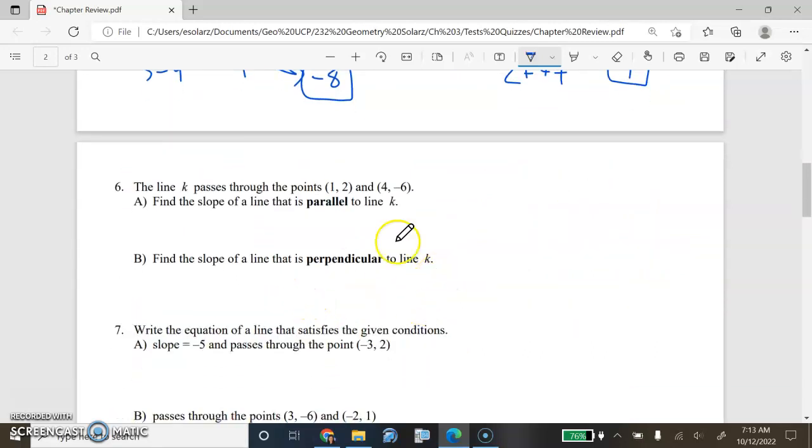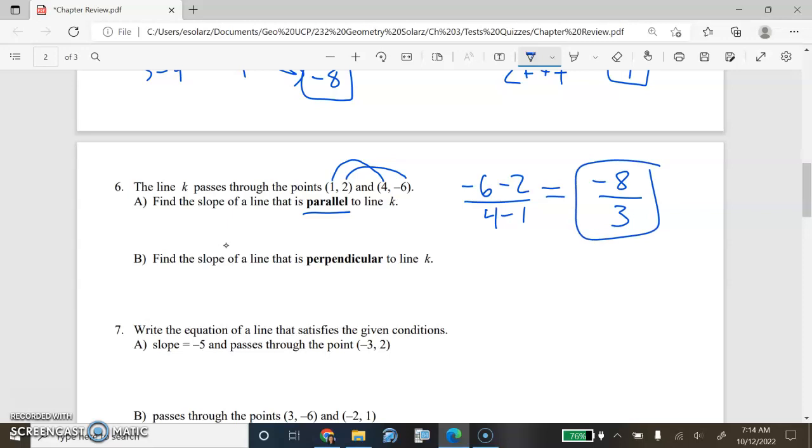All right, line K passes through the following points. Find the slope of a line that is parallel to line K. So parallel means they're going to have the exact same slope. So all we're going to do is just find this slope. Same thing we just did. Negative 6 minus 2, y2 minus y1 over x2 minus x1. So we've got negative 8 over 3. Okay, so that would be our parallel slope.